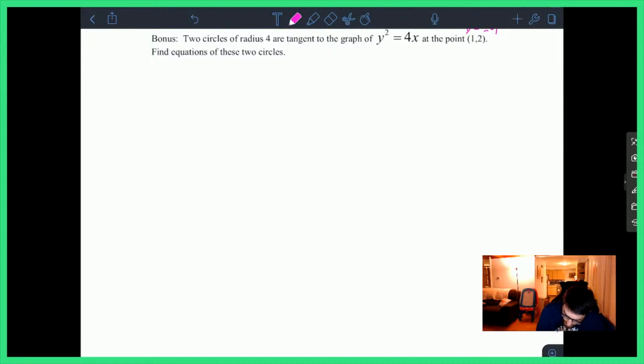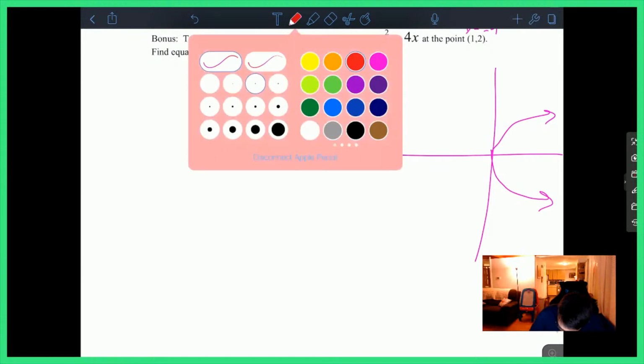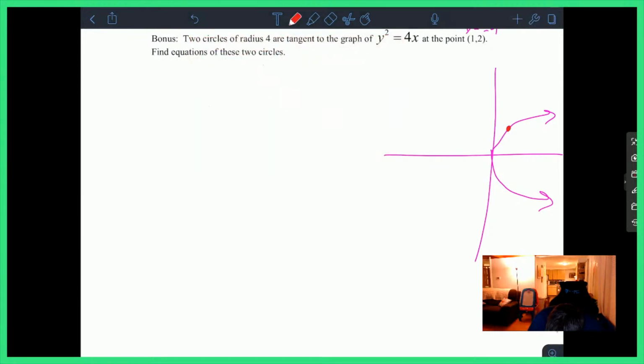Well, the curve kind of looks like this. Y squared equals 4x as a sideways parabola looks something like this. And so what's happening here is that I've got my coordinate point (1, 2), and it looks like somewhere over here. If I draw my tangent to the curve right here, I'm essentially trying to build these circles. So they'd look a little bit like this and this. They'd kind of be right here.